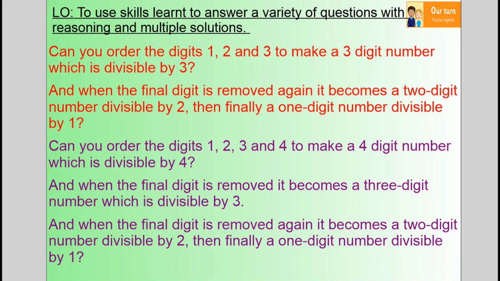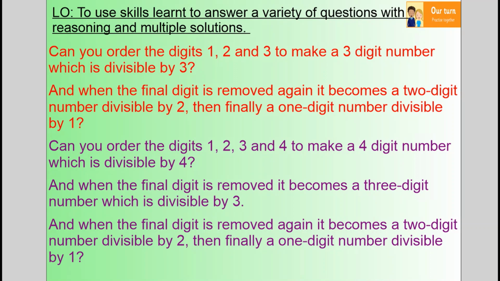And this is the final question. Now, this is split over a couple slides so I can really talk through this question. So, can you order the digits 1, 2 and 3 to make a 3-digit number which is divisible by 3? And when the final digit is removed, again, it becomes a 2-digit number divisible by 2. And then finally, a 1-digit number divisible by 1. So that's the first part of the question.